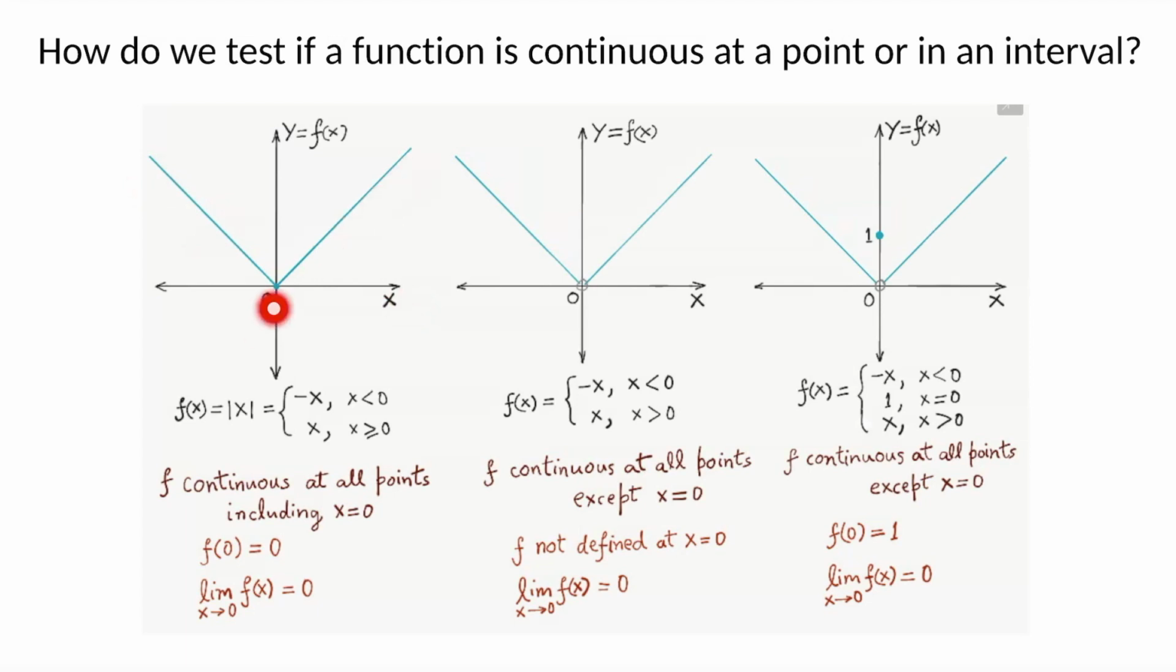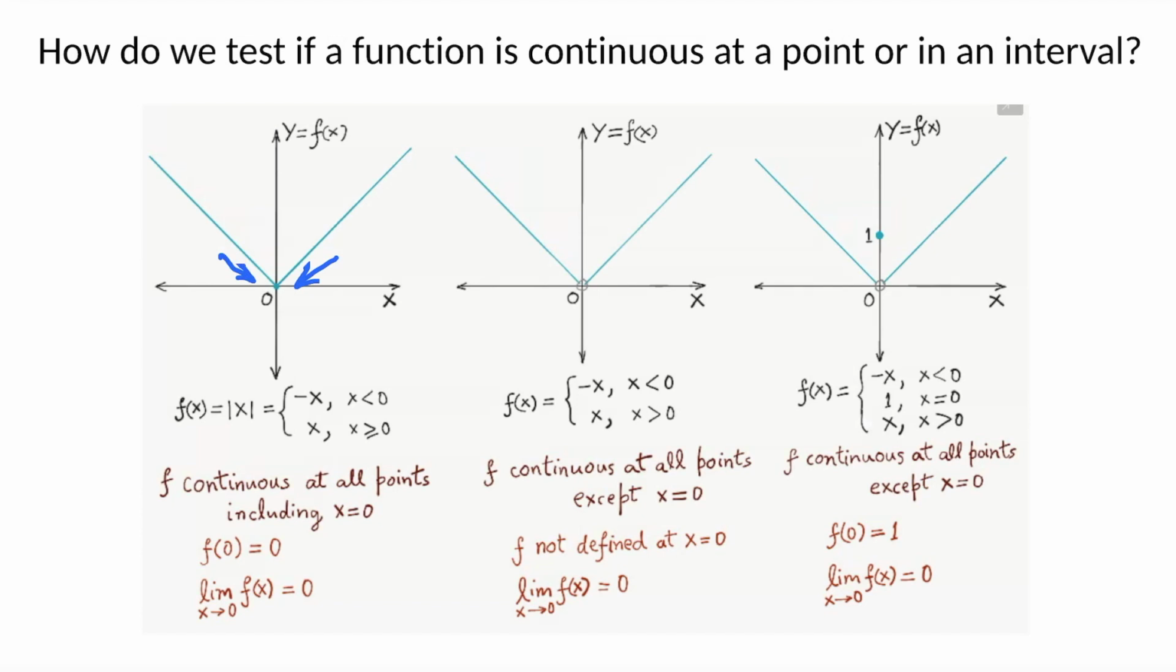To do that, we apply the same tests. We see that the function does take a value at x equal to 0, which is 0, and the limit of the function as x approaches 0 is also the same value, which is 0. We can see that from the graph as well. As we approach x equal to 0 from the left hand side and from the right hand side, the function value seems to approach 0, which is the value of the function at x equal to 0.